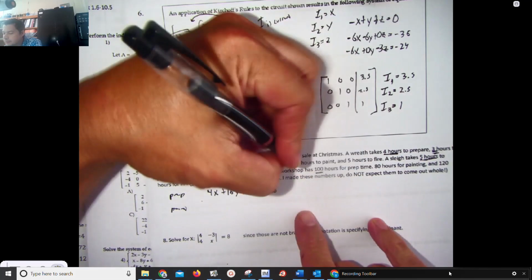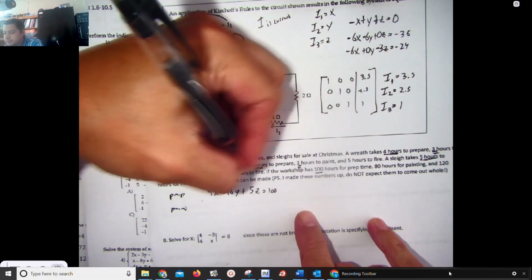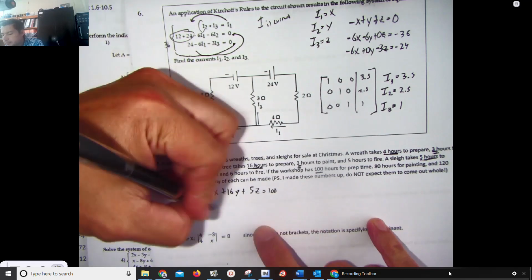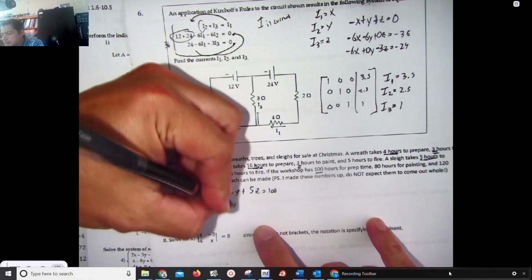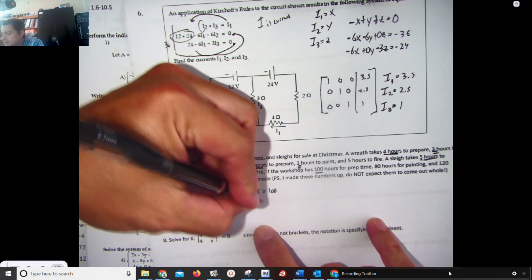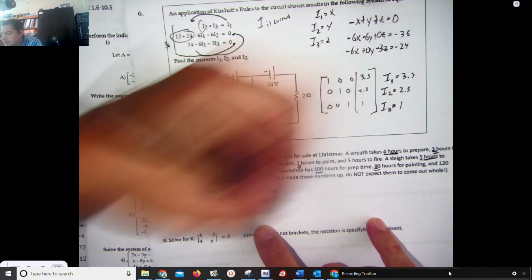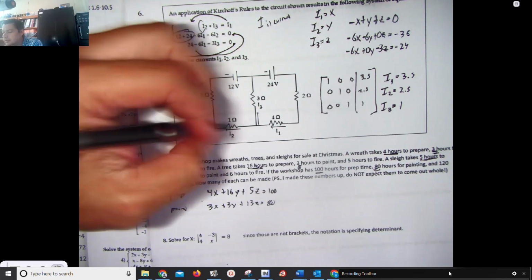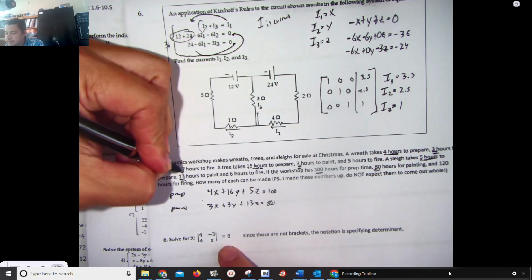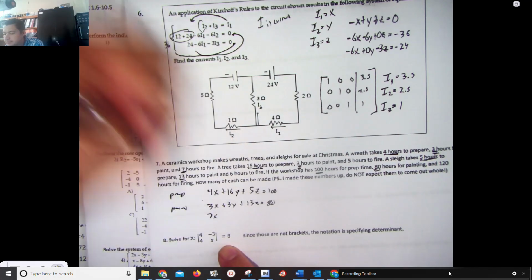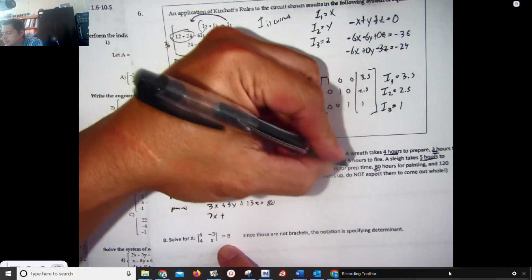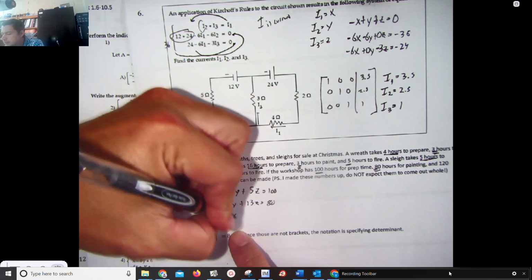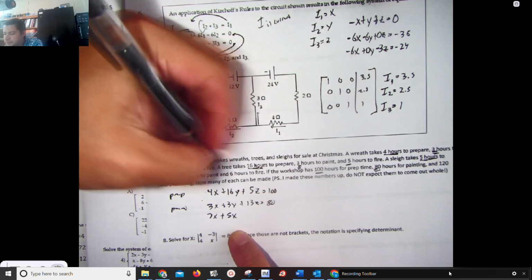3, 3, 13. 3x plus 3y plus 13z is 80. The last line is about firing. There's 7 x's to fire, 5 to fire, 6 to fire.